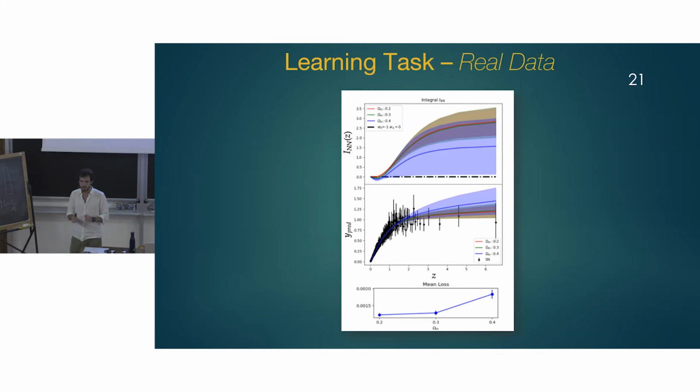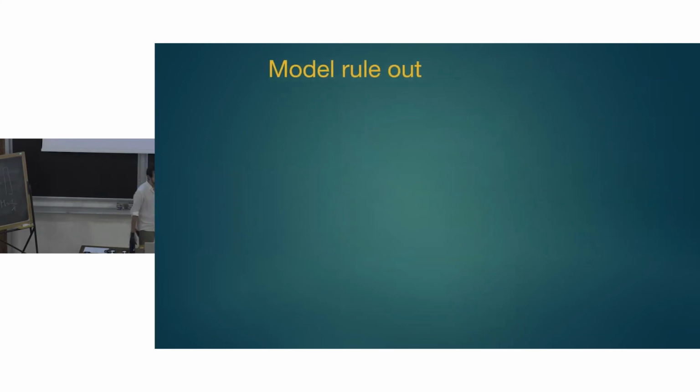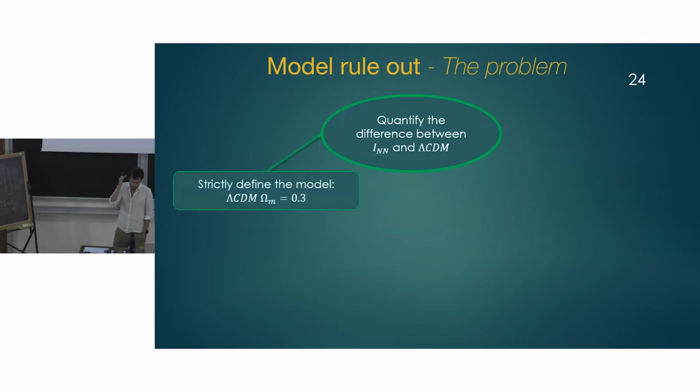And this is another very important procedure I would like to discuss with you. In order to be quantitative, we thought in this way. We wanted to rule out the lambda CDM model, so we said we have to be strict in terms of what we want to rule out. And we said lambda CDM with omega m equals 0.3 is 0.301, something like that. I'm saying that, but I'll write down 0.3.